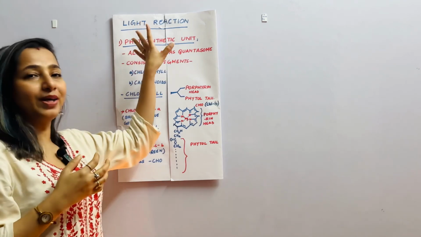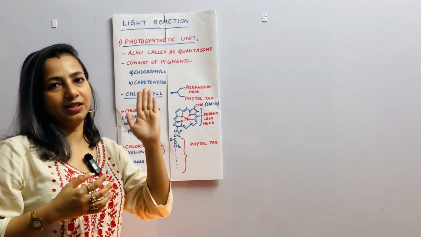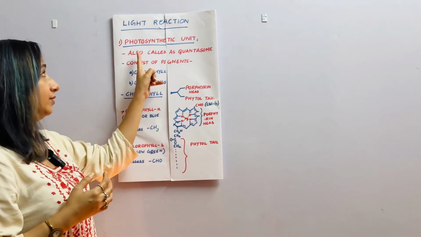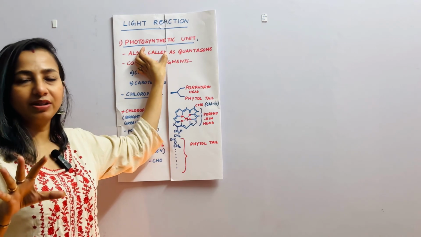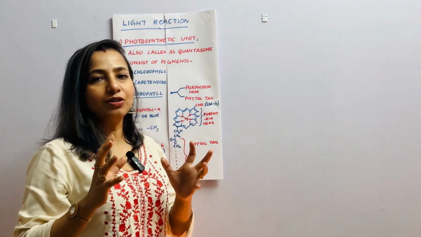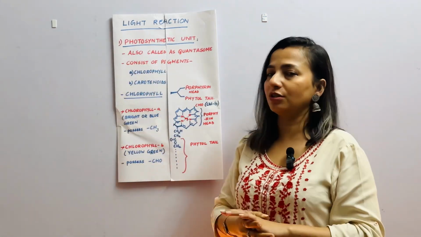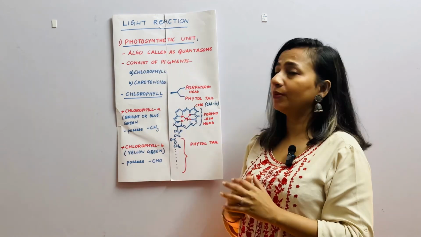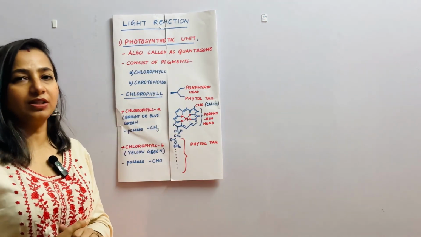So in the light reaction, what happens? Energy from the sun will be converted into ATP and NADPH2. For that, what is required? Pigments. And pigments are not scattered. They are actually found as a unit. So pigments are found as a unit on the membrane of the thylakoid, and that unit is called the photosynthetic unit. It is also called what? Quantasome. Clear?